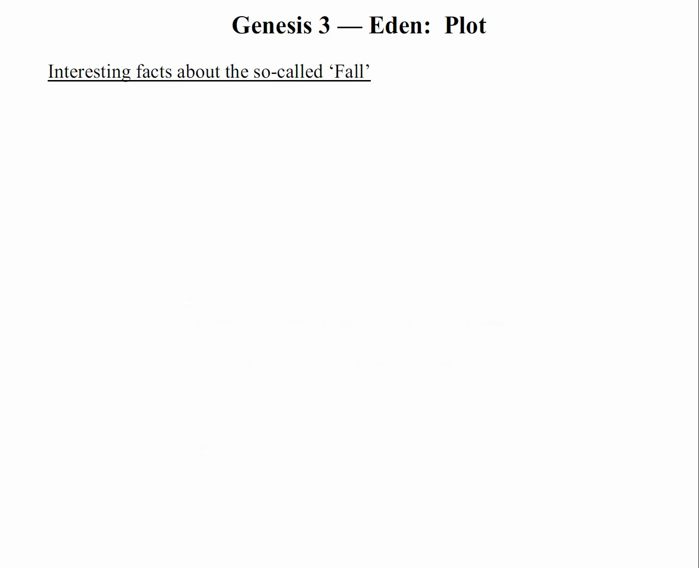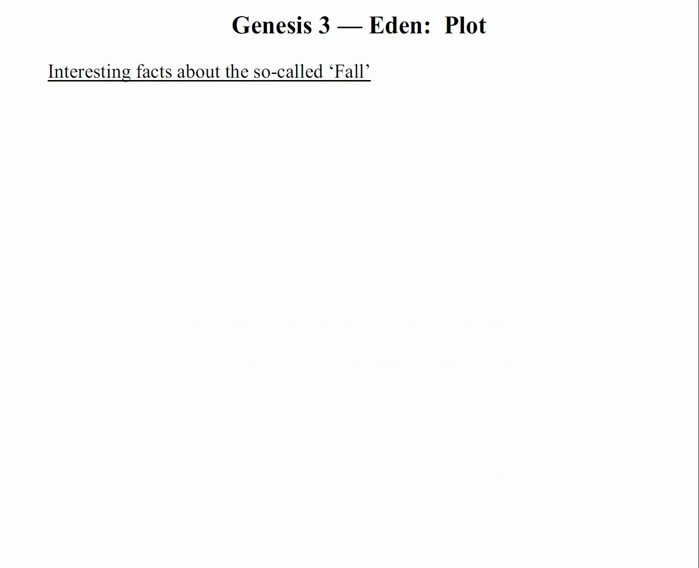Now, don't get me wrong, I believe that we are sinful and that we are fallen creatures and that we are broken and that we need healing and we need to be made whole. I'm not denying that at all. But when I say we have to be careful exegetically speaking, I mean if we're approaching the text and asking what did it mean then, there are some interesting facts that will make us hesitant to label this chapter the fall.